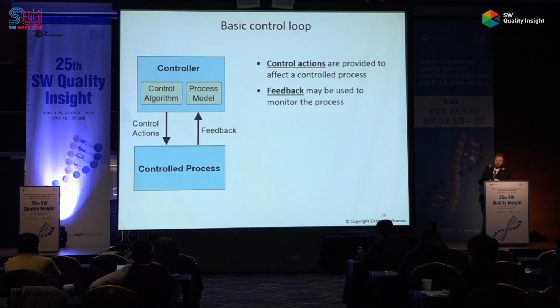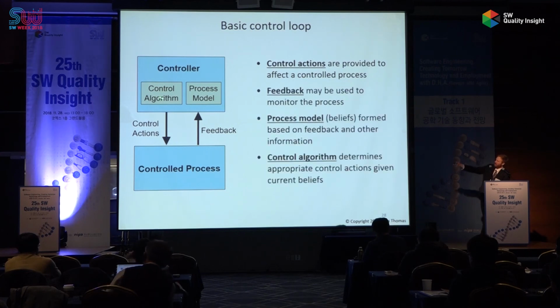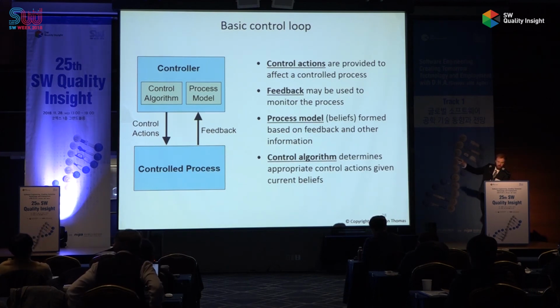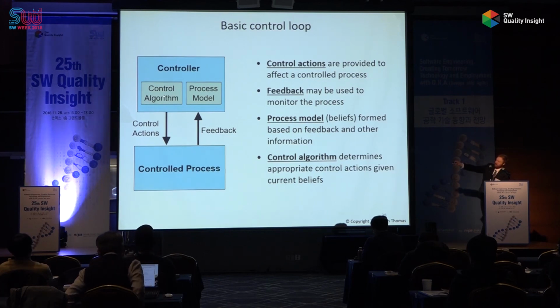The basic control loop, if you haven't seen this before, we have something called control actions to control some process. We have some feedback to monitor the process. Feedback is used to update the process model, what the controller believes about the outside world. And the control algorithm says, based on what I believe, what do I do about it? You can have a flaw anywhere in this control loop, and these flaws affect each other.